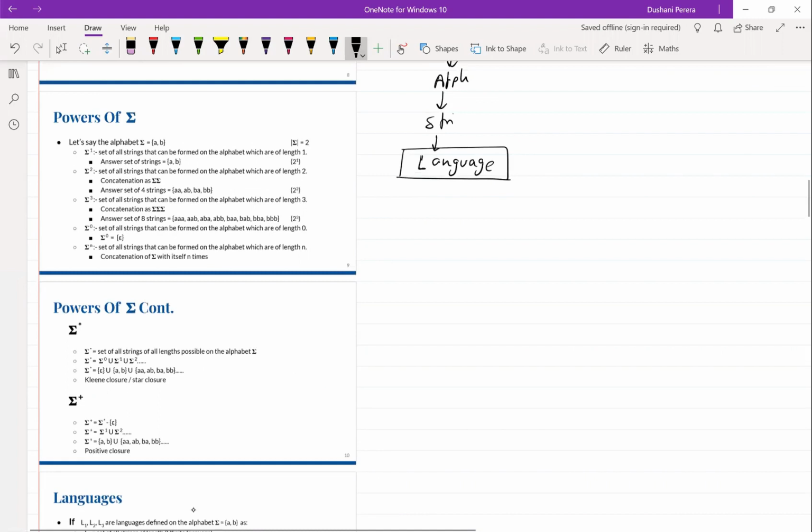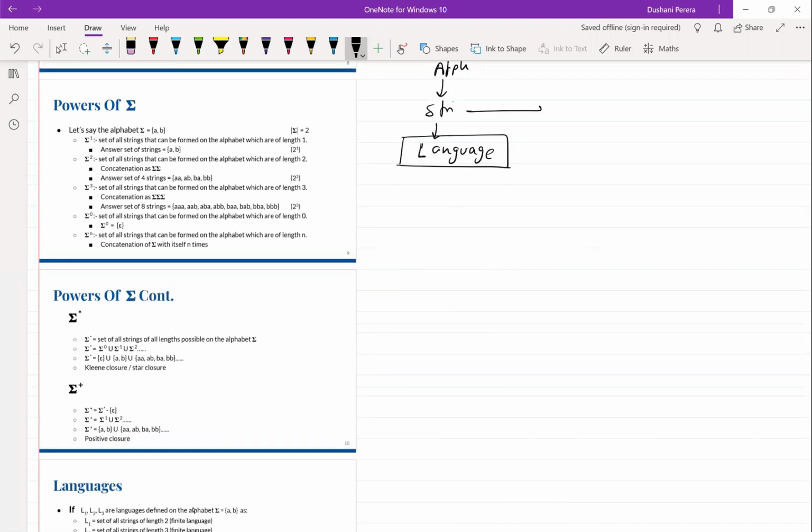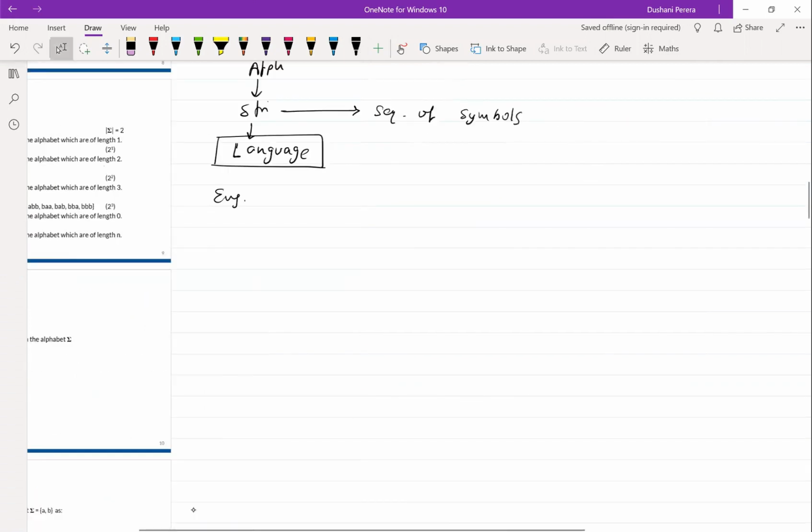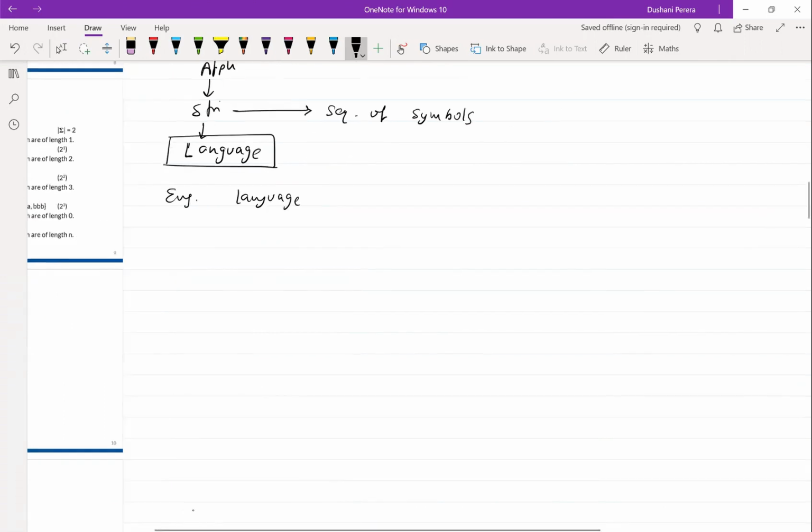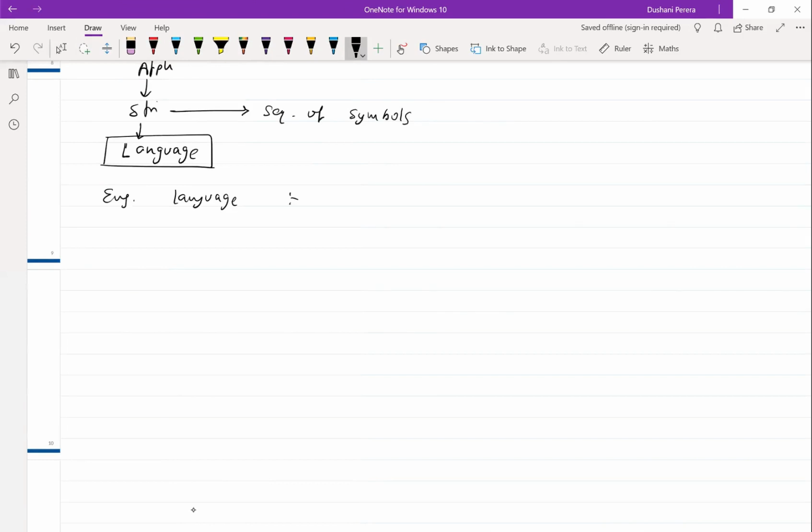We know that a string is a sequence of symbols. Now, let's take an example. Let's take the English language. We know that the English language has letters and words. Basically, letters are what form words. So it's basically a collection of words. We can say that the English language is a collection of words because words are made out of letters.